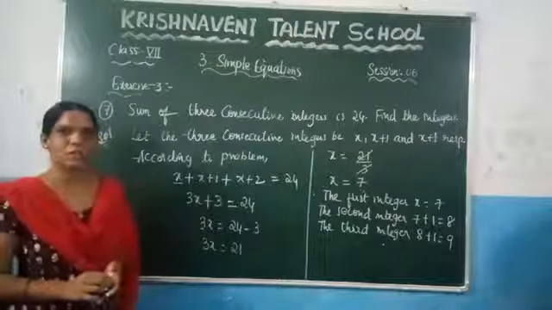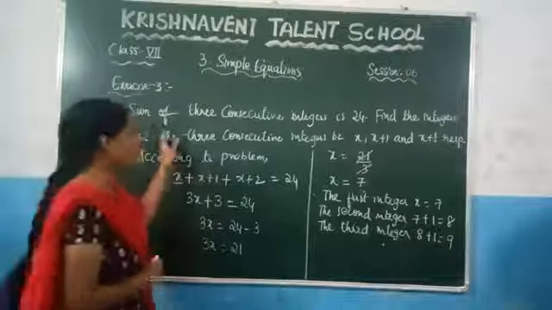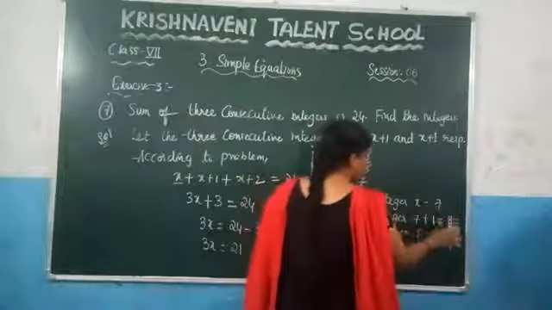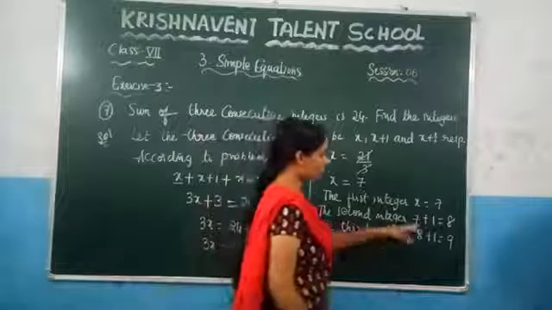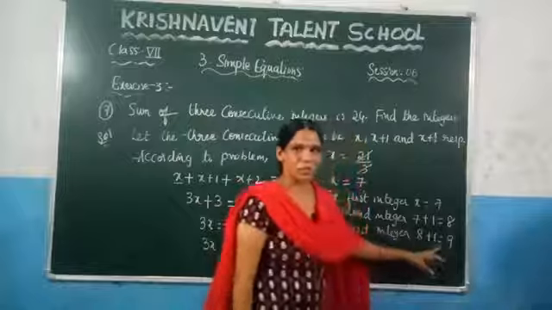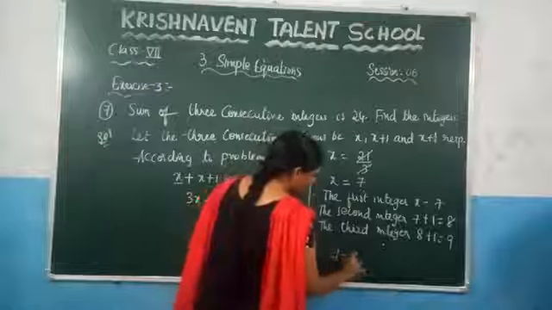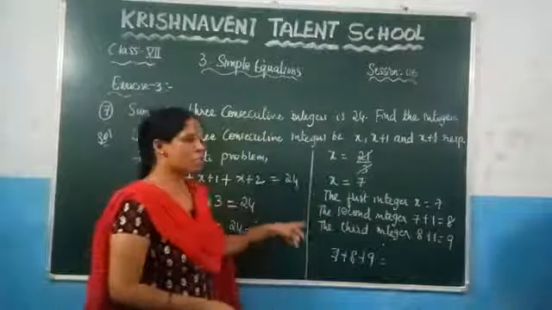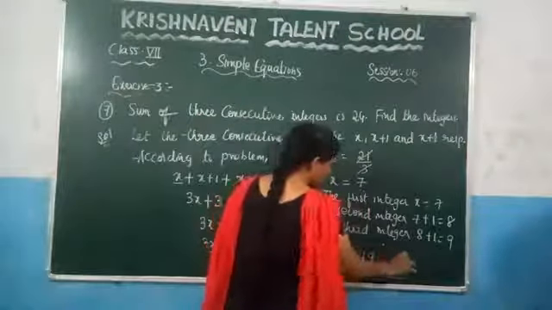If you want to check whether the answer is correct, you need to take the sum of these consecutive numbers. If you add these three numbers, you have to get the answer 24. The value of 8 plus 7 is 15, and 15 plus 9 gives you 24. After adding these numbers, you are getting 24, so what we have done is correct.